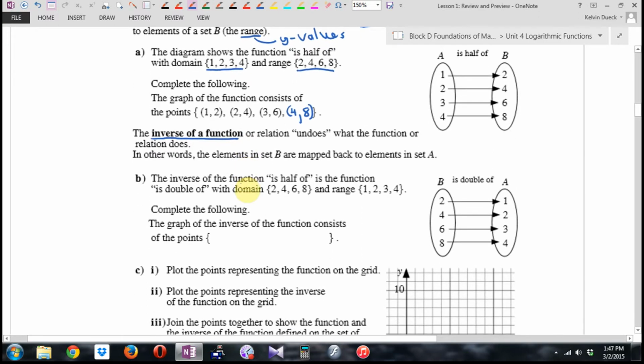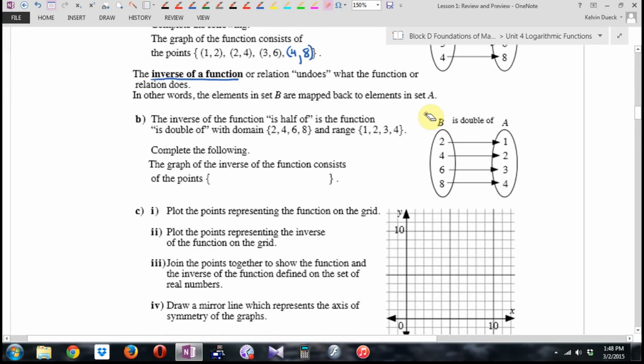Really, if I want to get technical, here's what it says. If I have a set A and you have some kind of operation that maps it to B, the inverse will map everything from B back onto A. A 2 will turn into a 1. A 6 will turn into a 3. An 8 will turn into a 4 in this particular example.